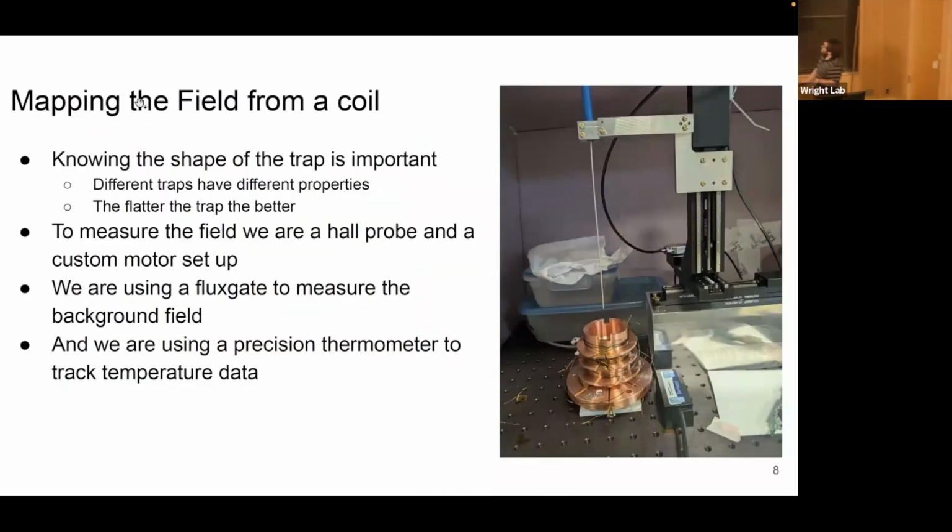Next, we have to map the magnetic fields from the coils that we wound. So here is one of the coils that we wound in our mapping setup. To map the fields, we're using 3 Thorlabs motors to control the X, Y, and Z position of a Hall probe. We also have a flux gate to measure the background field. And then in this little corner, you can see a thermometer to give us good precision temperature data.